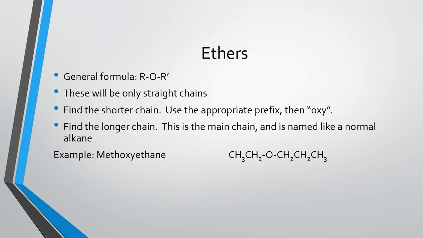So methoxyethane looks like this. I have a 1-carbon chain, the meth part, a bridging oxygen, oxy, and a 2-carbon chain, ethane. Okay? Try to name this other ether. Okay, so when I look at this, the shorter chain is 2 carbons, so I'm going to use the prefix eth. Then I have a bridging oxygen and a 3-carbon chain. So I'm going to call this ethoxypropane.